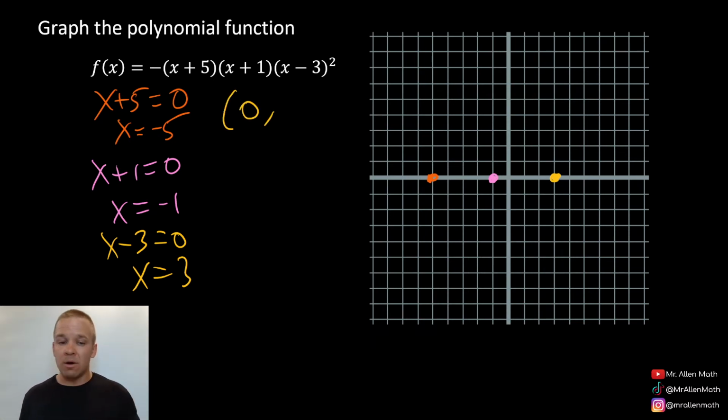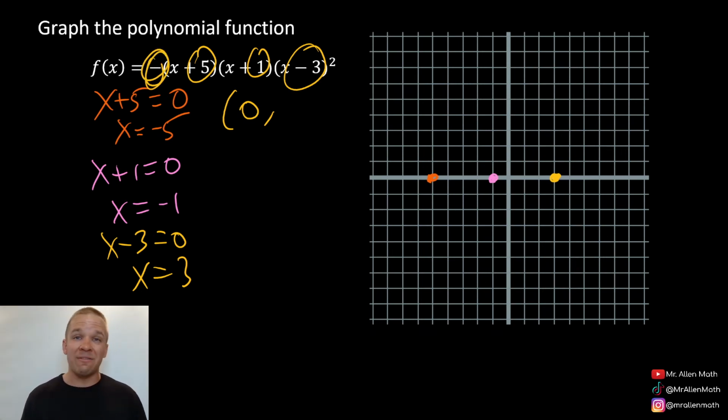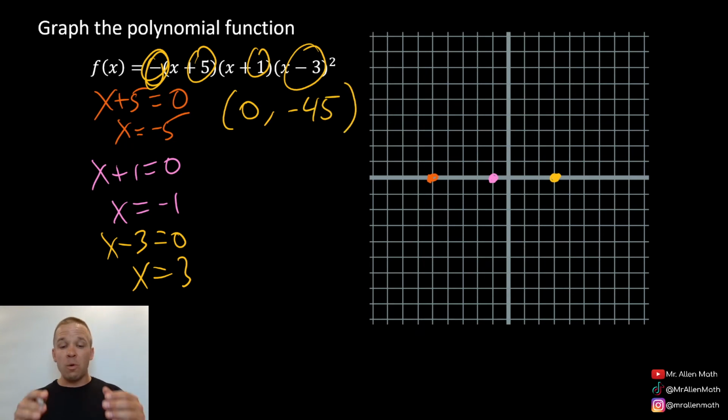If I plug in 0, I'm going to have just my constants in each one of these to work with, right? So I'm going to have 5 times 1 is 5. And then I'd have negative 3, but it's getting squared, right? So that's 9. So you have 5 times 9. That's 45. But don't forget that negative out front, negative 45. All right. Boom. So that's going to be way the heck down.